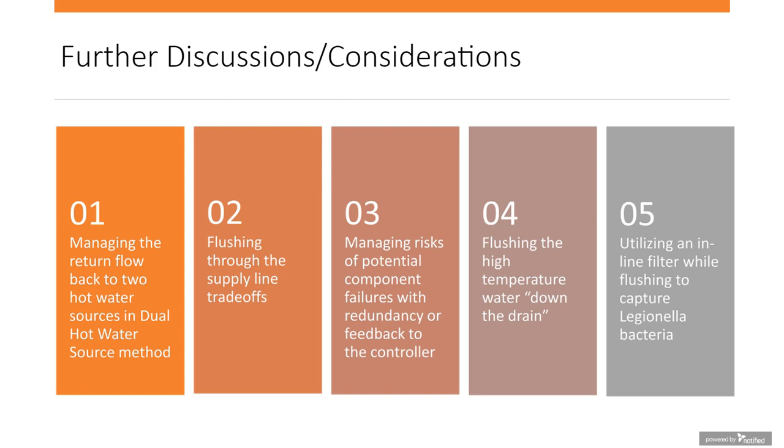The other thing is flushing the high temperature water down the drain. We all know by code you're not allowed to do that. So you have to look at drain tempering alternatives if you're going to flush down through the drain. And also the possibility of flushing through an inline filter to help capture the Legionella bacteria. As I said very early on in the presentation, one size does not fit all. You typically need more than one Legionella mitigation method to really have an optimal working source there.